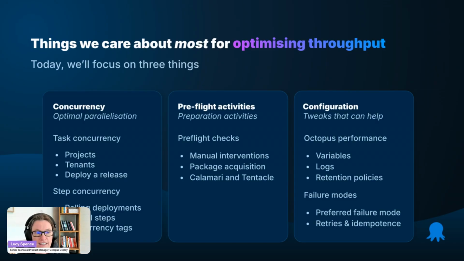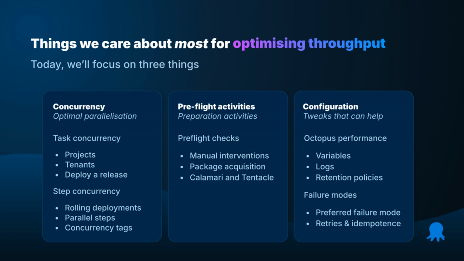So now that we've got that sort of understanding, the things we care most about in optimizing throughput are concurrency, or that parallelization that I mentioned. And there are kind of the two levels that you can do that at. One is the task level, and the second is the step level. And we'll pick up those separately. We'll spend a bit of time there.